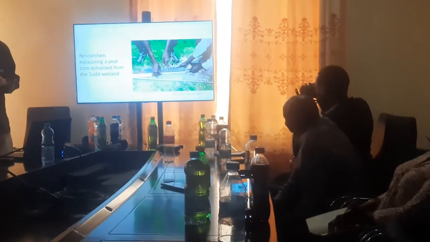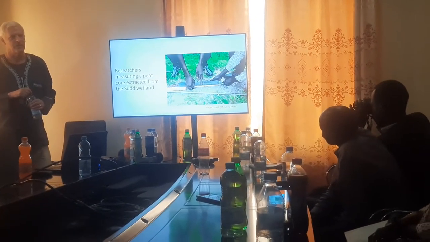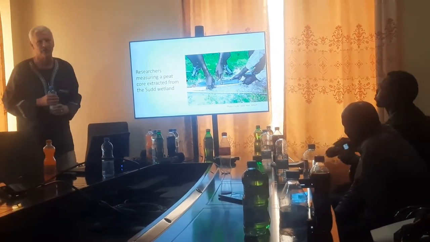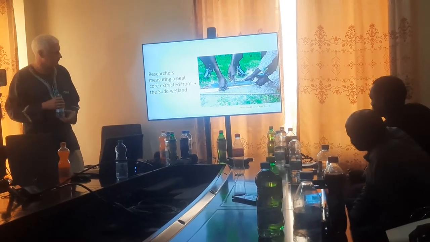So anyway, John is taking a soil core to measure the depth of the peatland. Thank you very much. Once again, credit to the ministry for really adding important elements to this study.